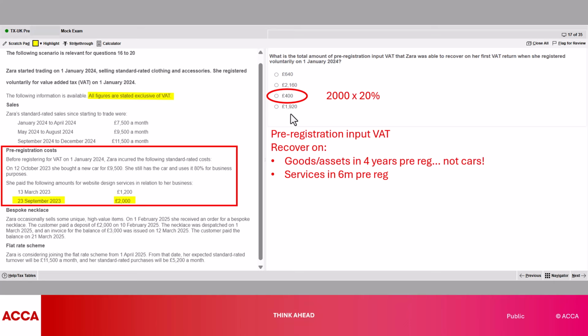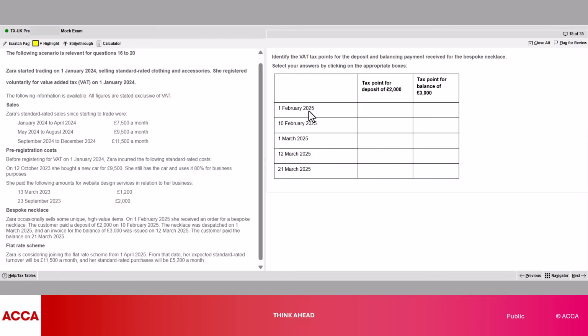So as always, watch out, because the wrong answers are quite plausible answers. So sometimes it is worth looking at how those might have been calculated if you're not 100% sure of your answer. The next question is about tax points for VAT.